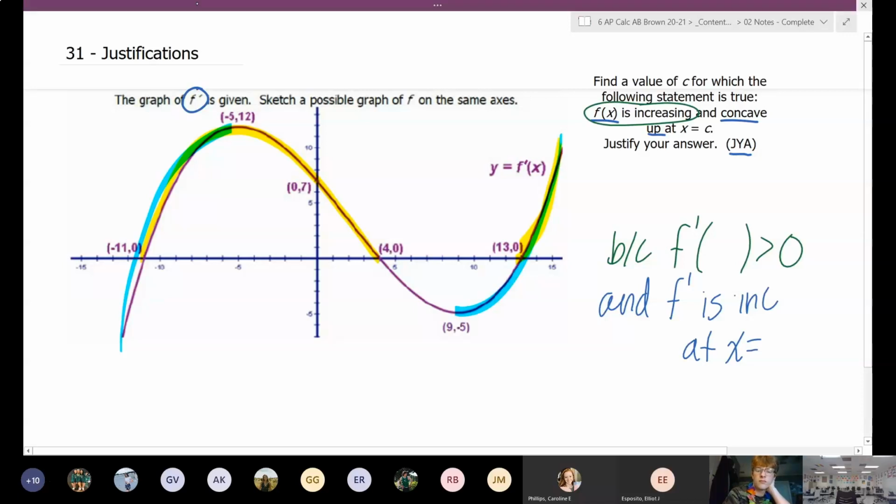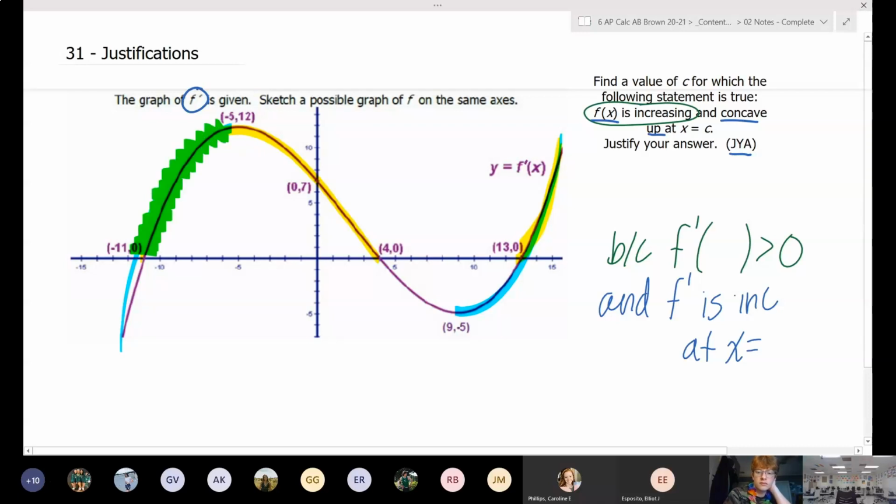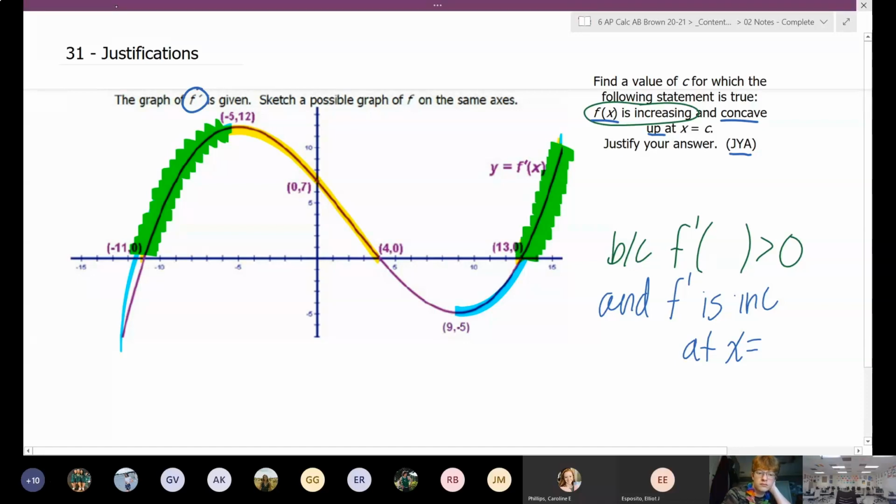These overlapping sections will be the ones where I can pull my answers from. In this interval, I can see that f prime is both positive and increasing. Also on this side, f prime is both positive and increasing. So I'm just going to pick one of them so you can see how the justifications work. I'm going to choose this value right here, where x is equal to -8.